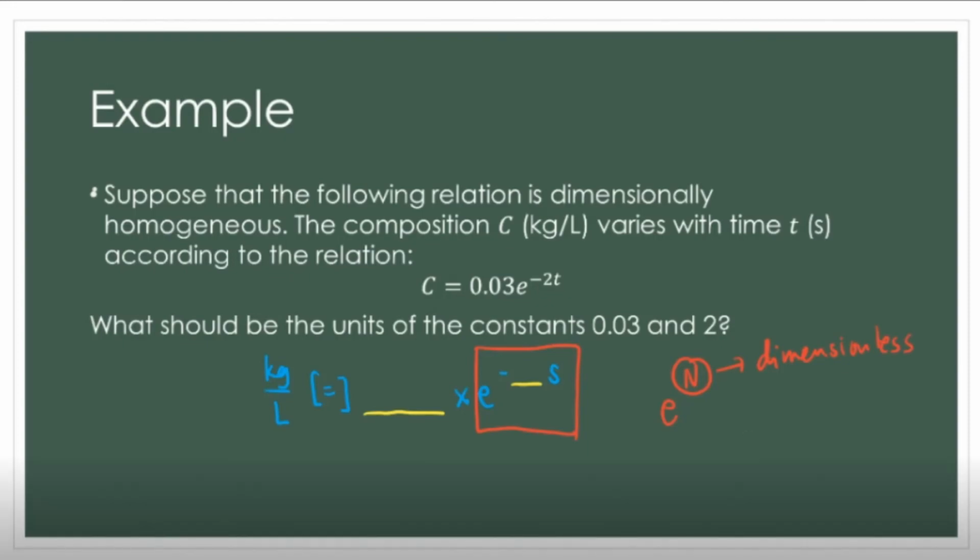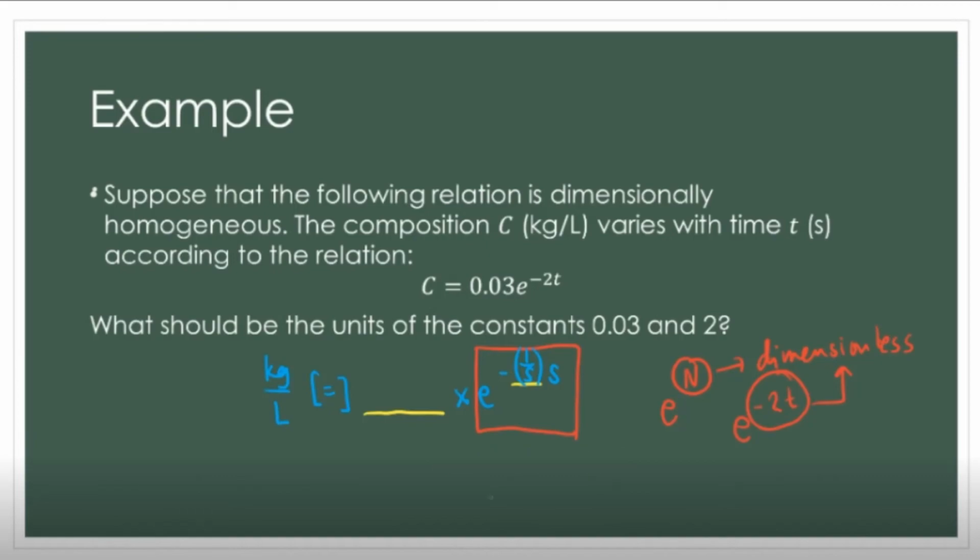That means in our case, e raised to negative 2t, the collection of terms negative 2t must be dimensionless. So let us ask ourselves, what should be the unit of 2 such that when we multiply that with time, with units of seconds, their units would cancel out? Common sense would dictate that if we multiply a unit with its reciprocal, then they would cancel each other out. So therefore, we simply multiply seconds with its reciprocal, 1 over second. And that means that the unit of 2 is 1 over second, or per second, or hertz.